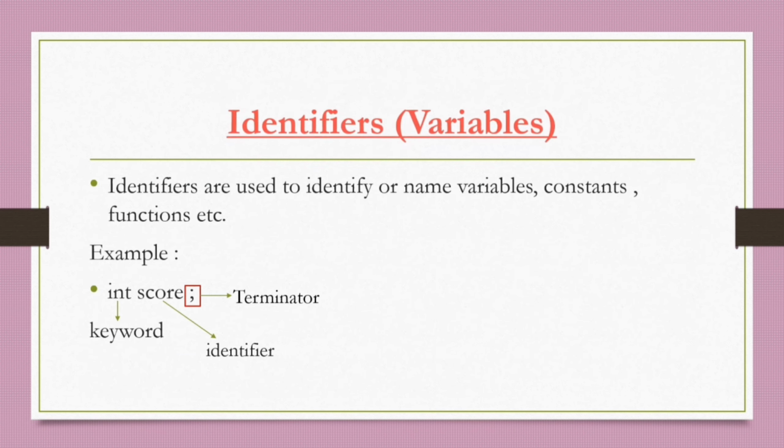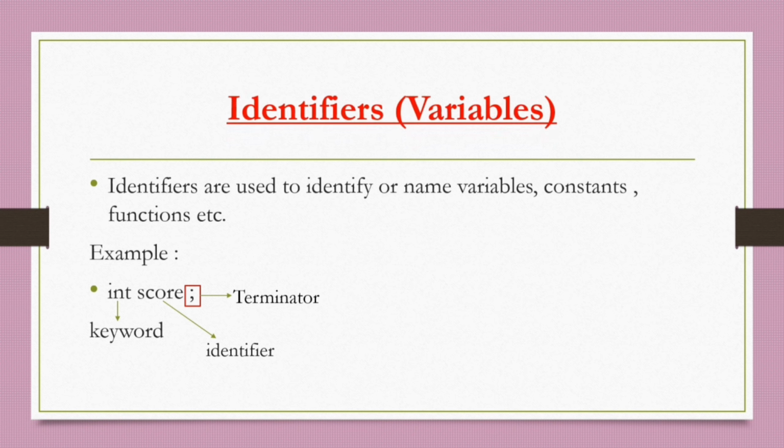Now identifiers or variables. Identifiers are also known as variables, used to identify any variable, constant or a function. For example, here int score. Int is the keyword, and score is an identifier, and the semicolon works as a terminator.